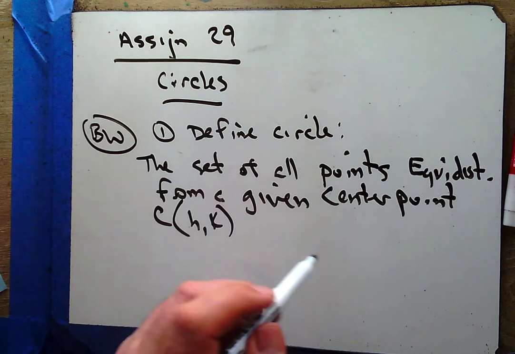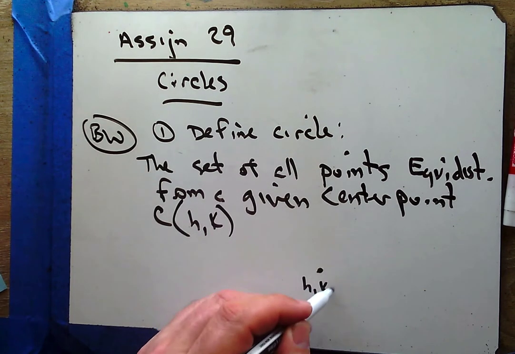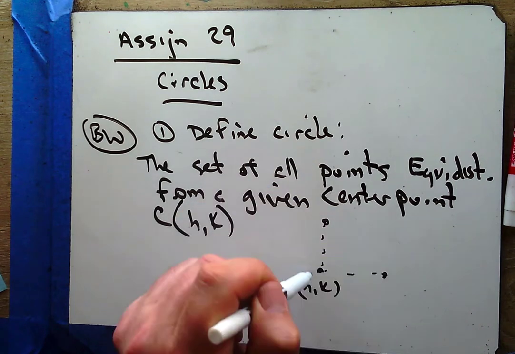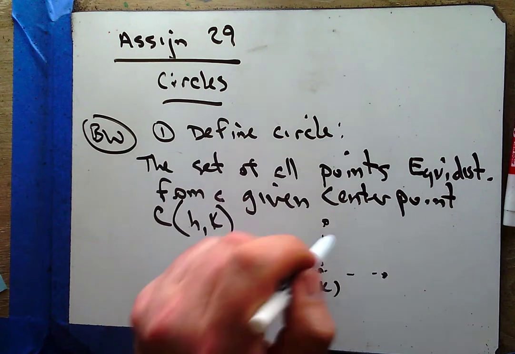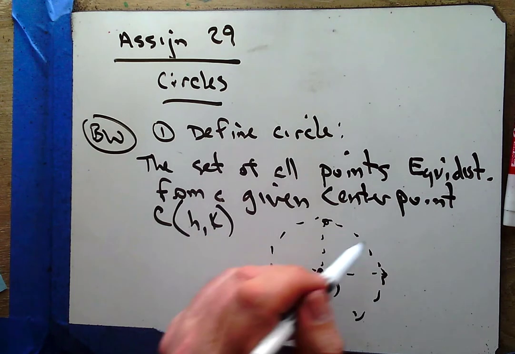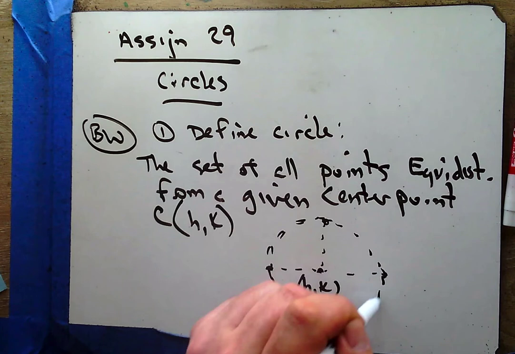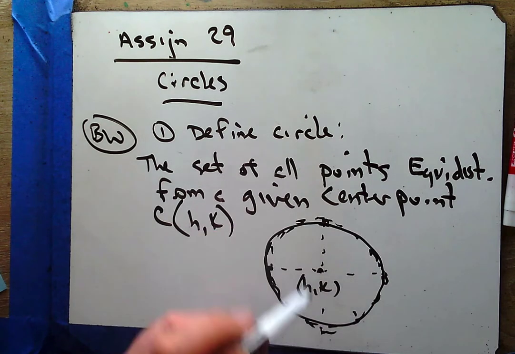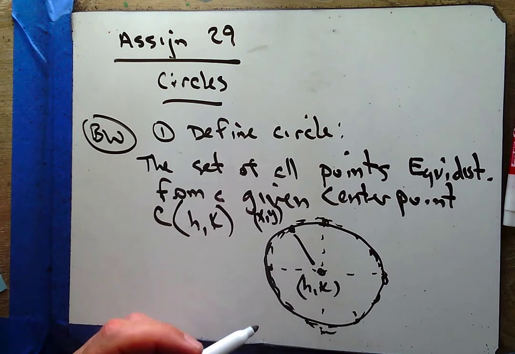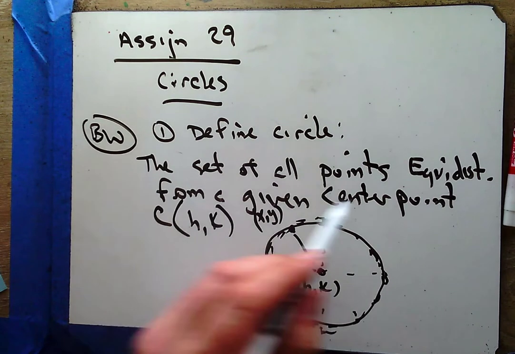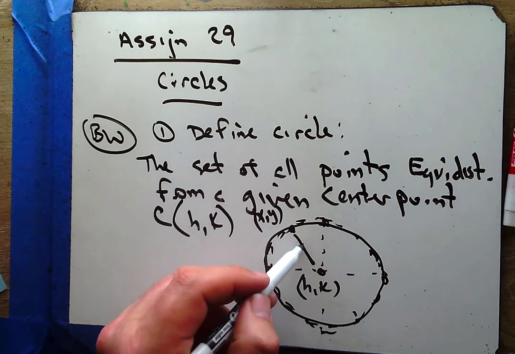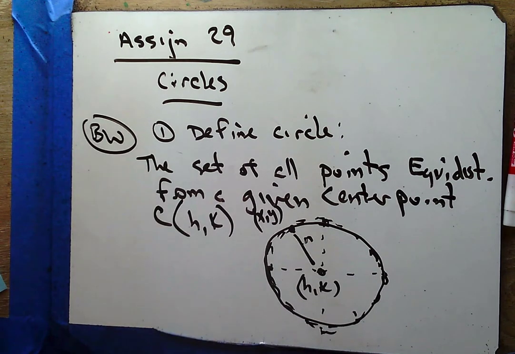Okay, so what's that mean? Well, it means if I've got this point here called HK, and I go a certain distance this way, and a certain distance this way, and a certain distance this way. In fact, I go out to this one, or this one, or this one, the set of all points that are equidistant from a given center point. So that would be x, y. The set of all of those points is what a circle is, because all of these points in this shell are the same distance, which we call a radius, from the center point.